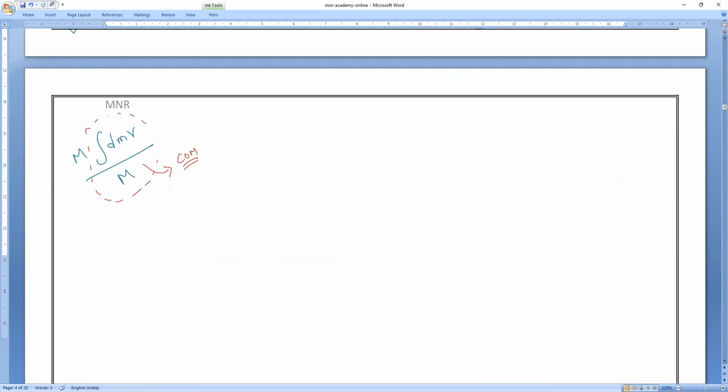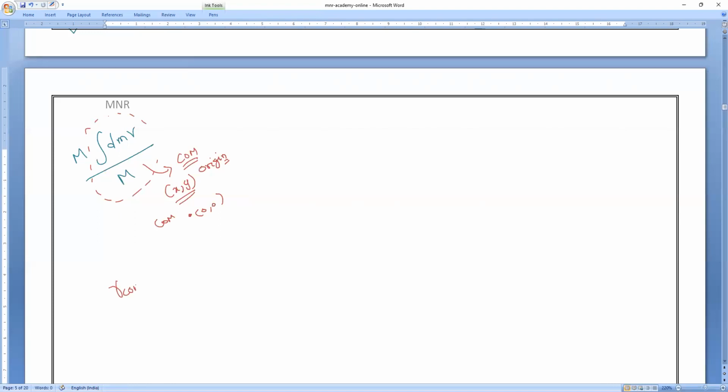So at the center of mass, what are the X and Y values? It is the origin. So origin means what are the X and Y values? Anyone? At the center of mass, what is the origin value? 0, 0.